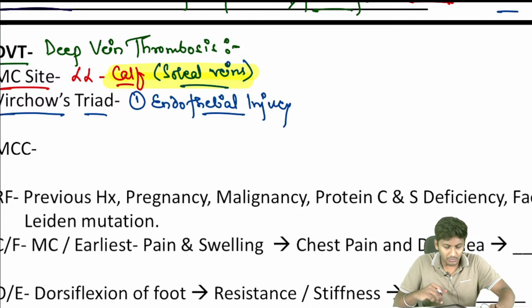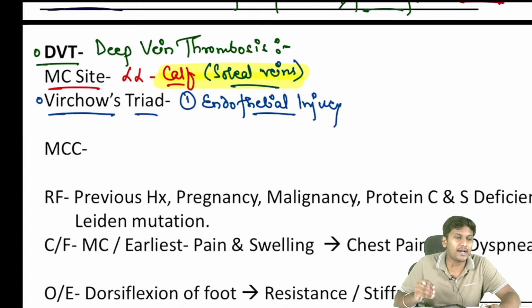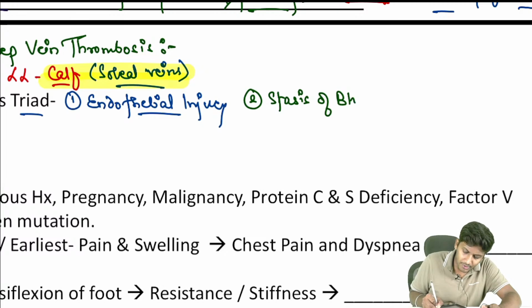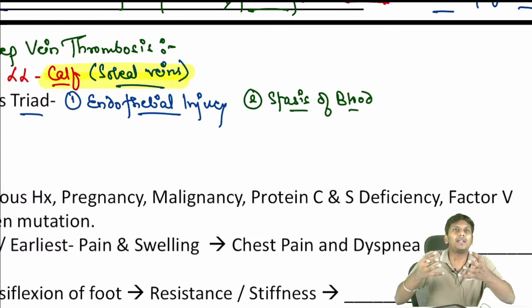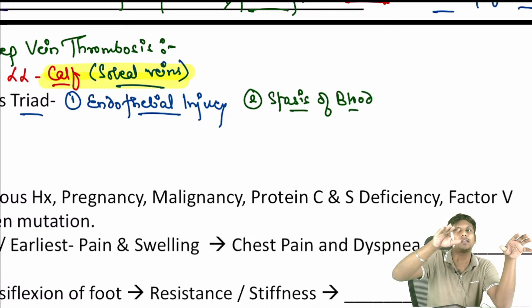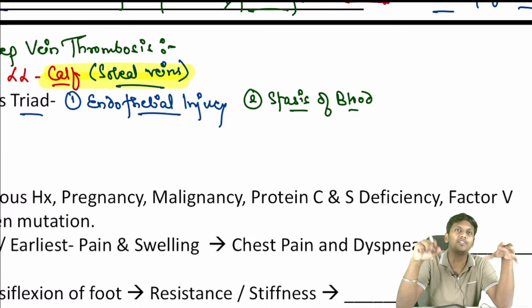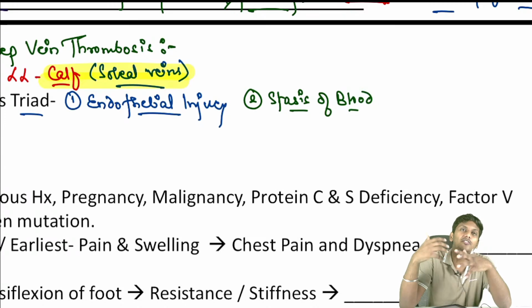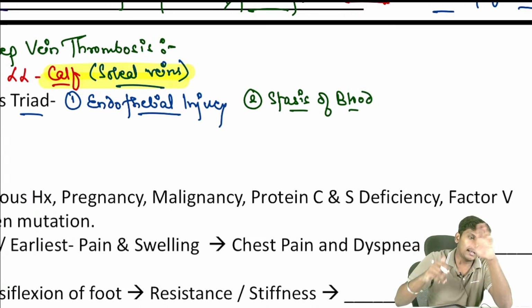Okay, so definitely the first part of your Virchow's triad is your endothelial injury. The second part of the triad, important you have to remember, is the stasis of blood flow. Okay, why stasis of blood flow? Stasis means what? Blood has stopped in one place, your blood is not moving forward properly, it is moving very slowly or has stopped at one place. Definitely if there is stasis of blood flow, the chances of clot formation or thrombus formation are going to increase. That is the reason.